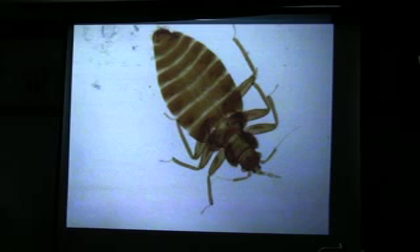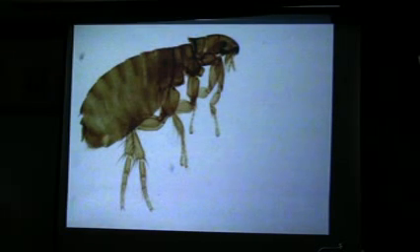Cimex. What is the name of the organism? Ctenocephalides. The C is silent. You start out with C, but Ctenocephalides is how you say it. What is a common name? Flea. What disease does it transmit?